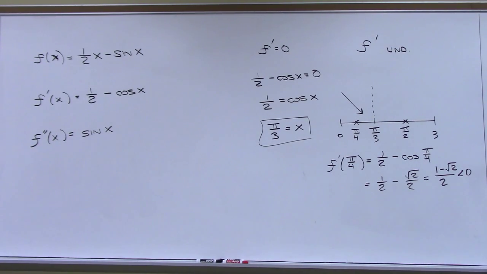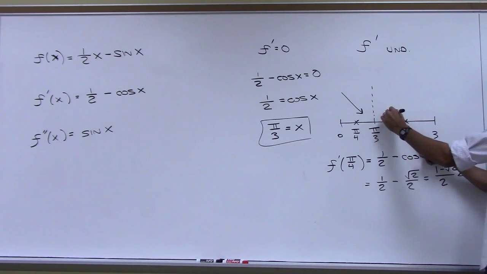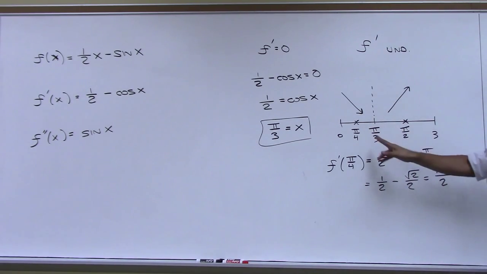When I plug in pi over 2, I'm guessing I'm going to get a positive. Cosine of pi over 2 is 1? No, sorry. Cosine of pi over 2 is 0. So you plug in, you get 1/2 minus 0, and that'll be 1/2, which is positive. I'm not going to check it. Is everyone okay with that being positive? Okay, so it looks like I have a local minimum at pi over 3.